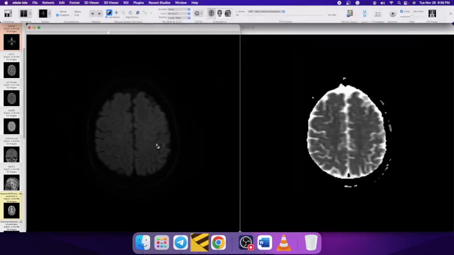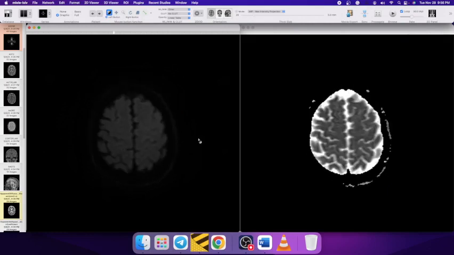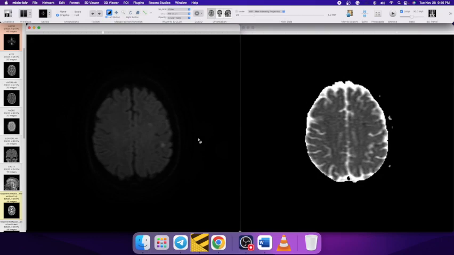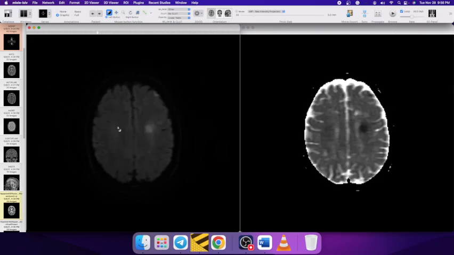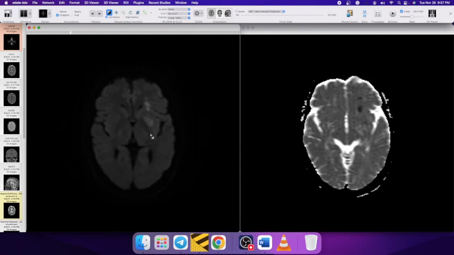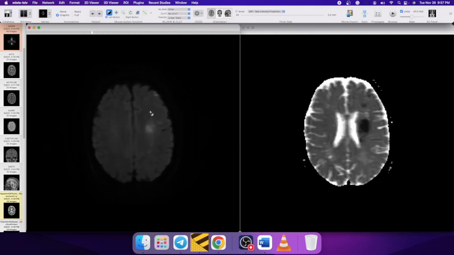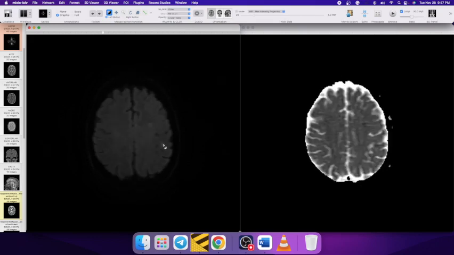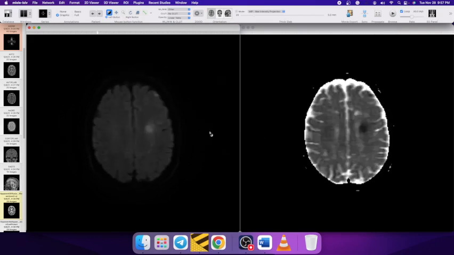So in this MRI, we are going to learn how to report an infarct. First, I will be showing you diffusion weighted images, which is this side, and ADC maps. On this, we can see areas of restricted diffusion. And we can see that there are patchy areas of restricted diffusion in the periventricular, deep, and subcortical white matter with corresponding low signal on ADC maps.